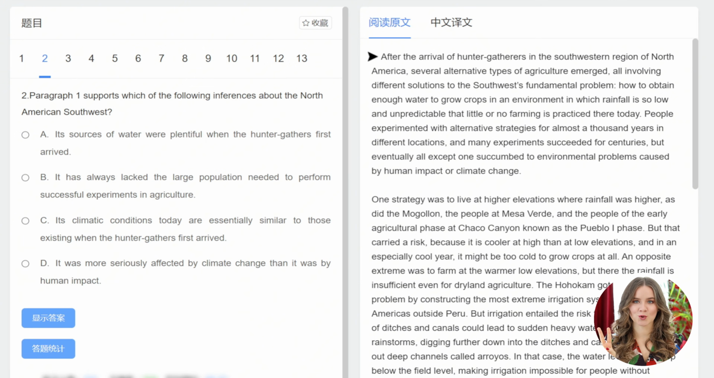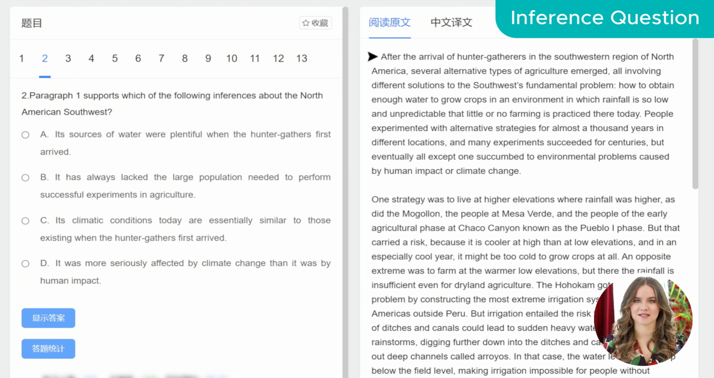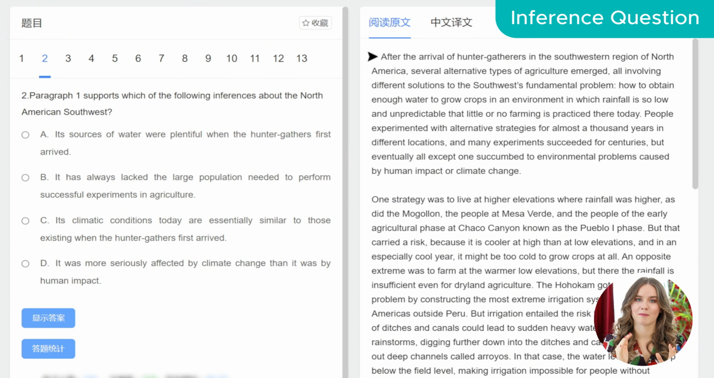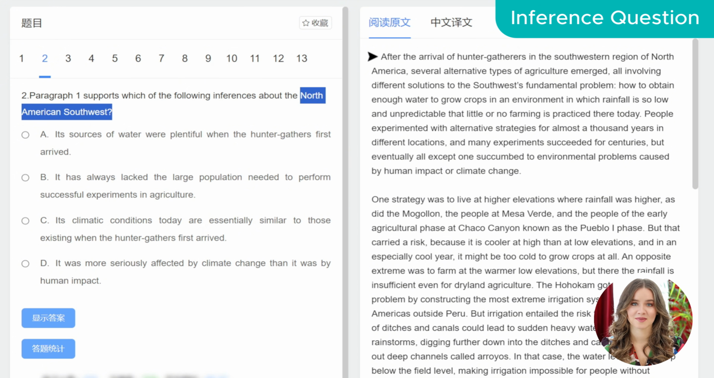Now, question 2 is the inference question. It says, paragraph 1 supports which of the following inferences about the North American Southwest? For inference questions, you need to read the paragraph and draw a conclusion based on it. In this question, I need to make an inference about the North American Southwest. Since the paragraph isn't very long, I would read it first. If the paragraph is longer, you can quickly skim the answer options before reading it.